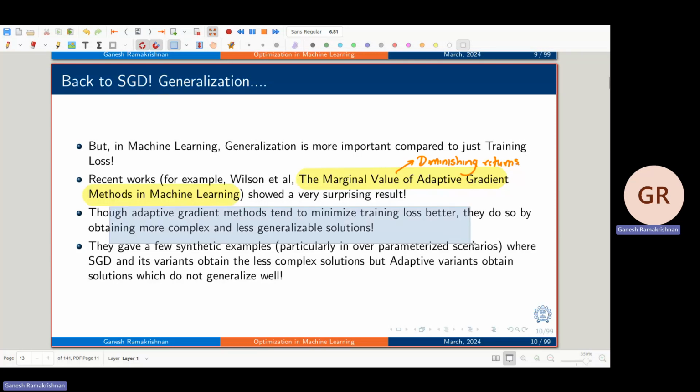Adaptive gradient methods tend to minimize training losses better. In practice, they do so by obtaining more complex and less generalizable solutions. So that's where the generalization capability becomes a problem, because they're reading too much into the curvature information of the function.